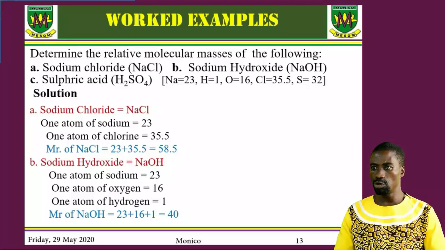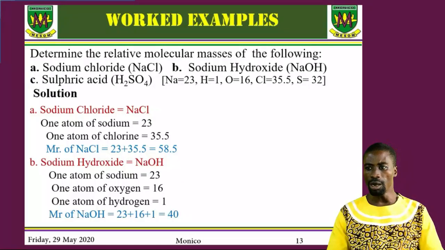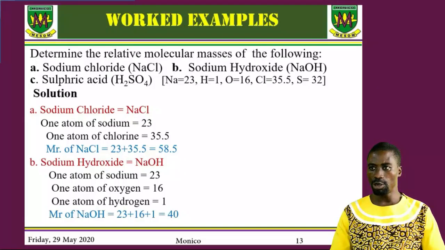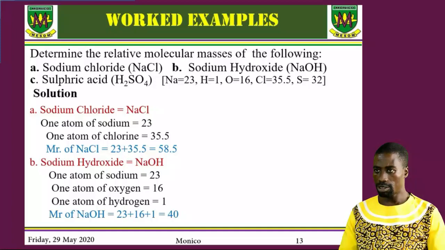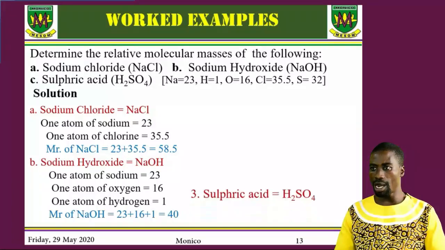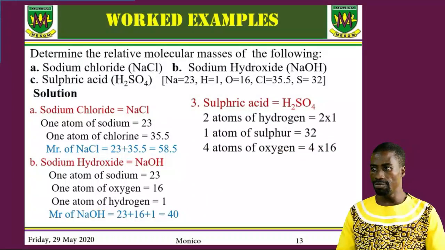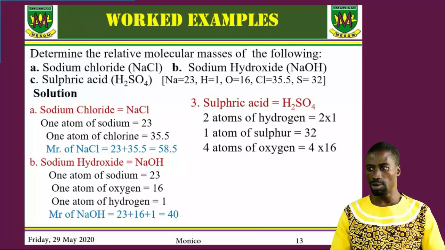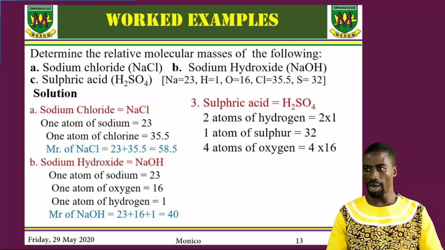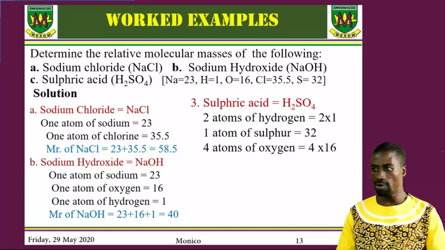The next molecule is H2SO4. Before I show you what I have done, let me ask you how many hydrogen atoms are in H2SO4, how many sulfur atoms, and how many oxygen atoms. If you are able to give me what I have shown you, then you are correct. So we have 2 atoms of hydrogen, 1 atom of sulfur, 4 atoms of oxygen.